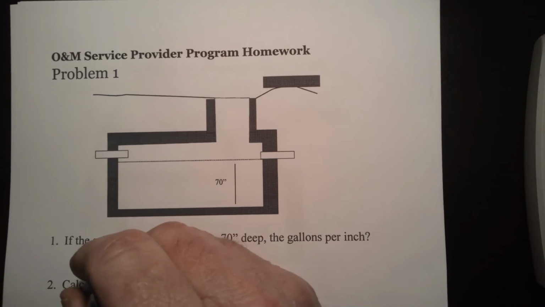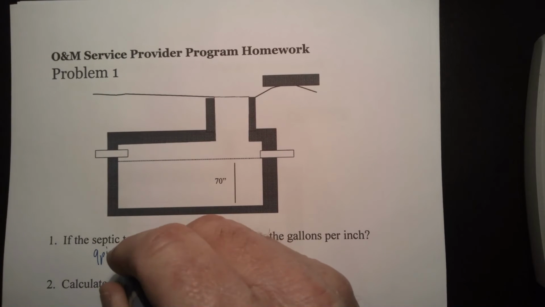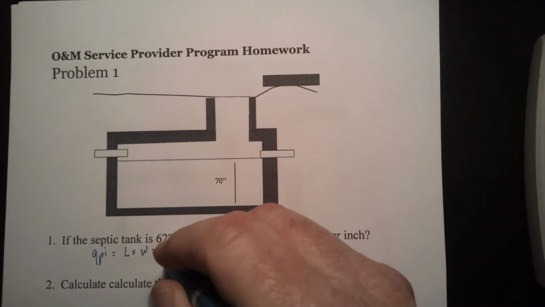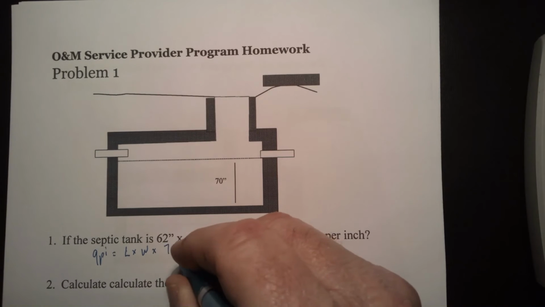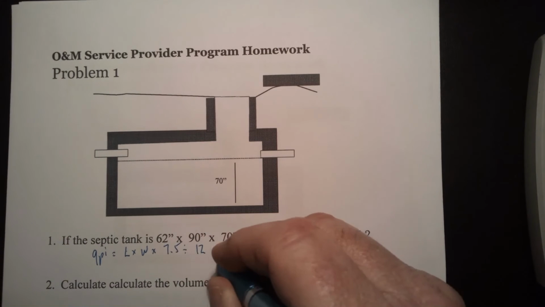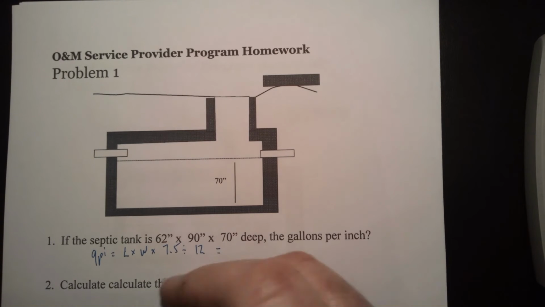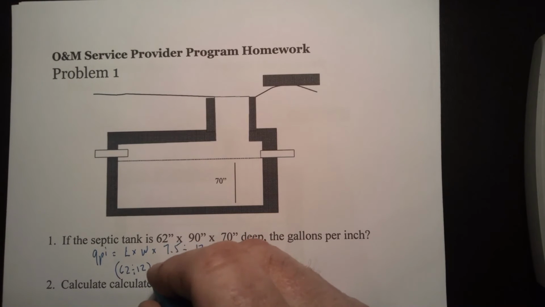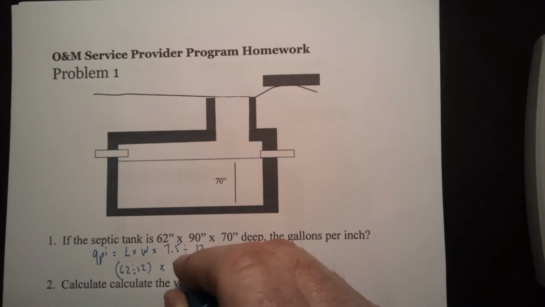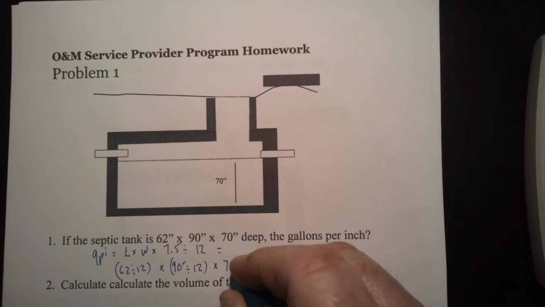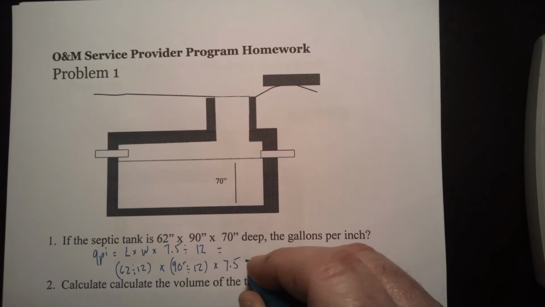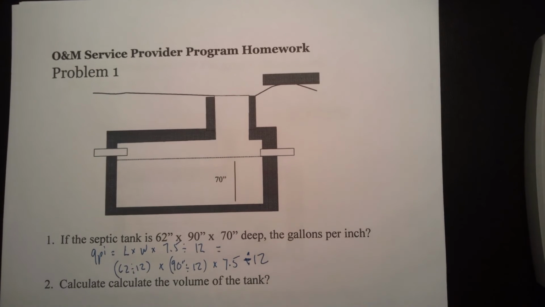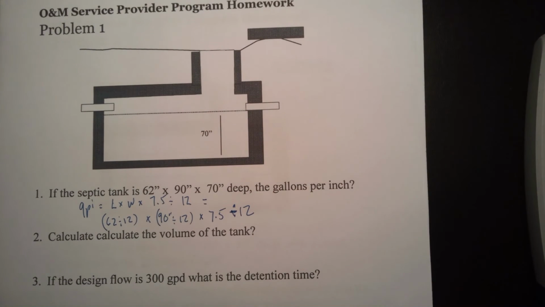So the gallons per inch is equal to the length times the width times 7.5 divided by 12, and that'll give me my gallons per inch. So it's 62 divided by 12, that's going to be the length, times 90 divided by 12, and those are converting it to feet. My conversion factor then to gallons is cubic feet, and I divide it by 12. So I have those numbers.